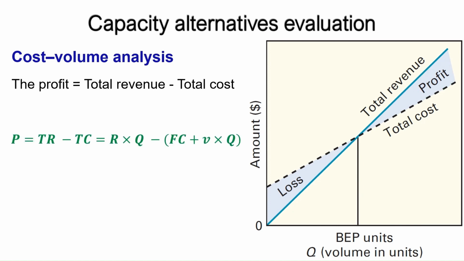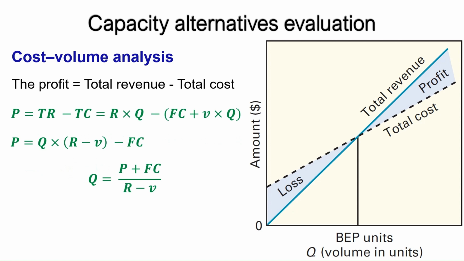Total profit can be computed using the formula P equals TR minus TC equals R multiplied by Q minus FC plus V multiplied by Q. Rearranging terms, we have P equals Q multiplied by R minus V, minus FC. The difference between revenue per unit and variable cost per unit is known as the contribution margin.